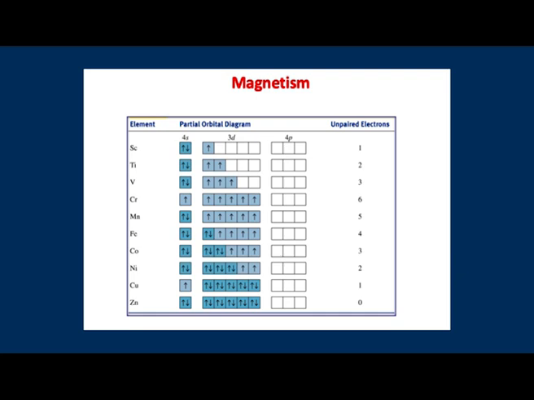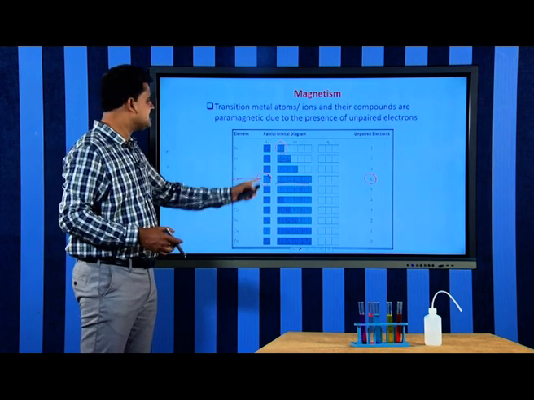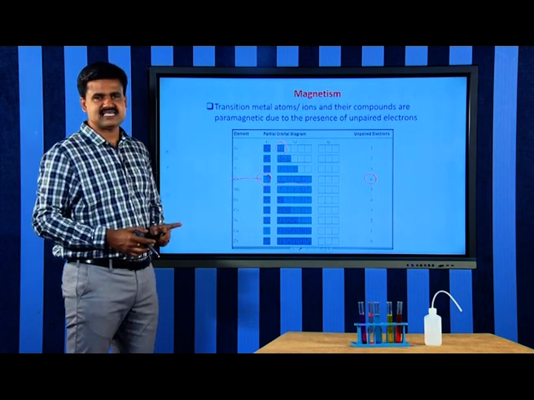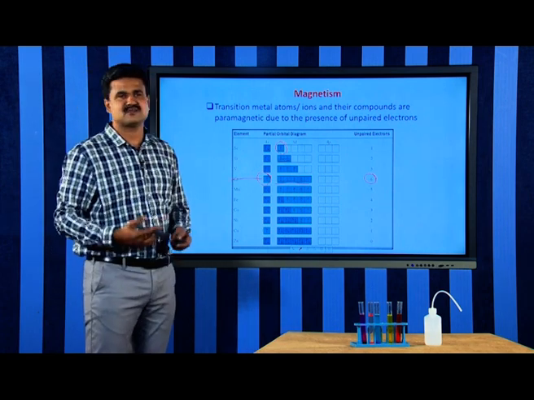And from this, except zinc, all have some unpaired electrons, and except zinc, all these elements of the 3d transition series can be considered paramagnetic due to the presence of unpaired electrons in them.